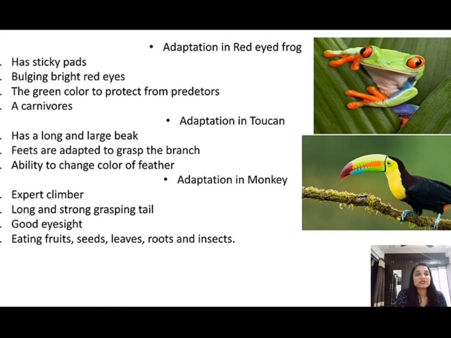Next is adaptation in the toucan. You have been given the image showing that they have a long and large beak. This is the specific feature, a long and large beak. So they can sit on the strong branches and eat the fruit which is hanging on the soft, delicate branch on which they cannot sit. So this is the benefit.